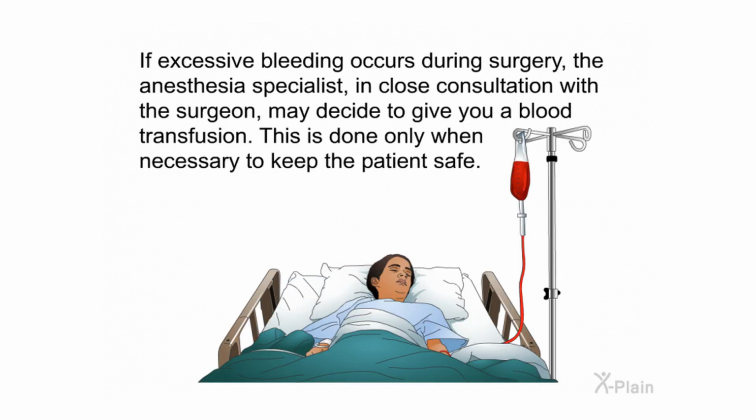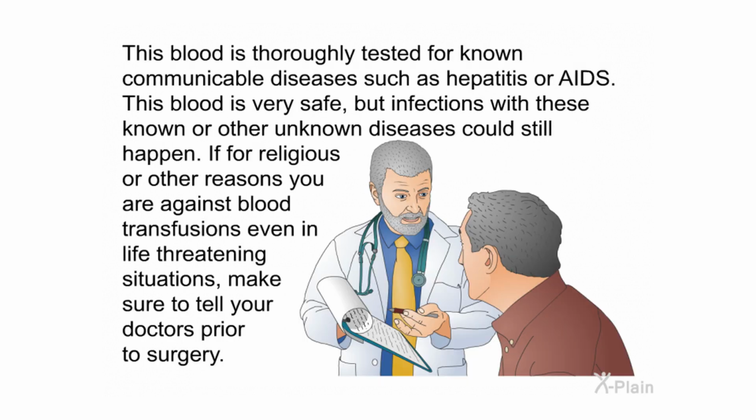If excessive bleeding occurs during surgery, the anesthesia specialist, in close consultation with the surgeon, may decide to give you a blood transfusion. This is done only when necessary to keep the patient safe. This blood is thoroughly tested for known communicable diseases, such as hepatitis or AIDS. This blood is very safe, but infections with these known or other unknown diseases could still happen. If for religious or other reasons you are against blood transfusions, even in life-threatening situations, make sure to tell your doctors prior to surgery.